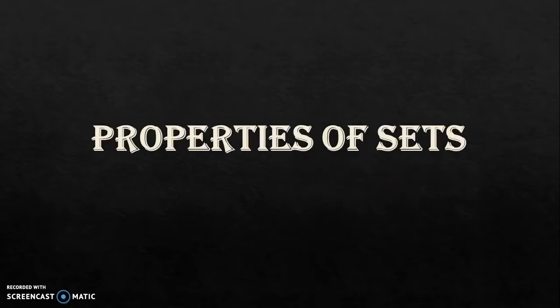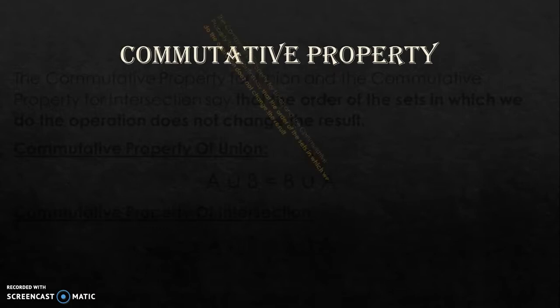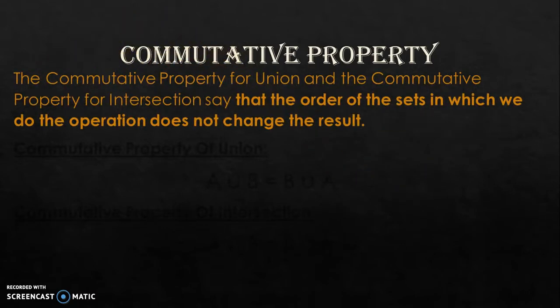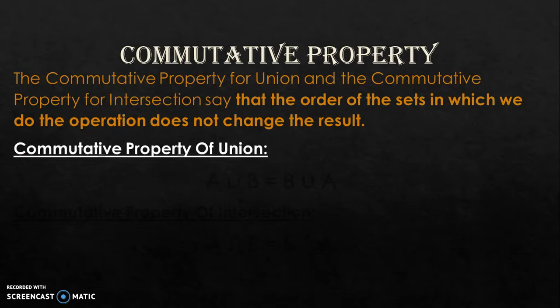The first property is commutative property. Commutative property states that the order of the set in which we do the operation does not change the result. For example, if we are doing the operations which are involved in sets, namely union and intersection, then the order of the set will not change the result. And symbolically it is represented as, for union, commutative property of union is A union B is equals to B union A.